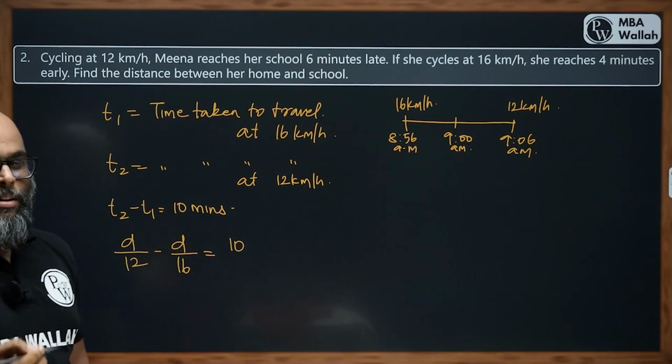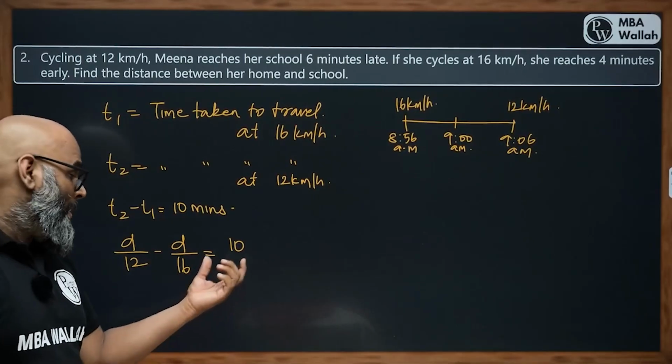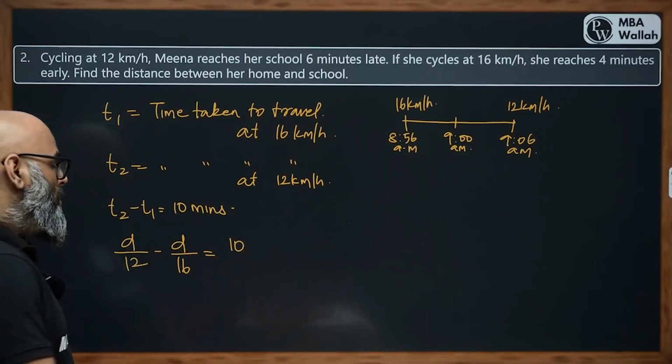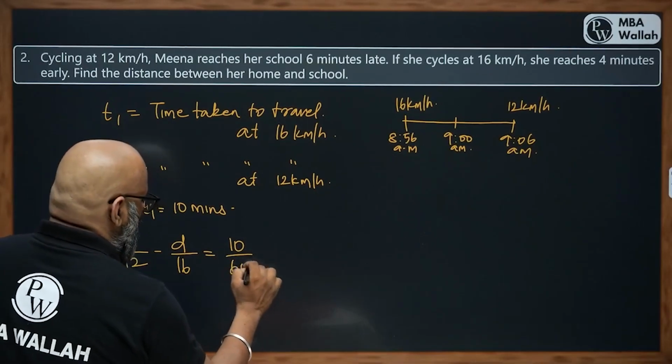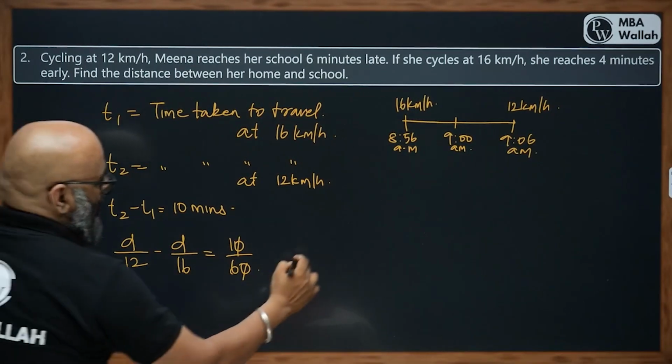It's not 10. We have to understand this is in kilometers per hour, this is in kilometers per hour, this is in minutes. Cannot use minutes now, you have to convert it to hours. So I'm going to divide it by 60 and then solve for it. So 0, 0 gets cancelled. So the LCM will be 48.